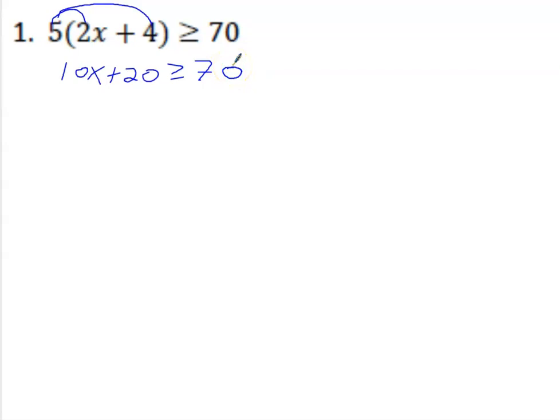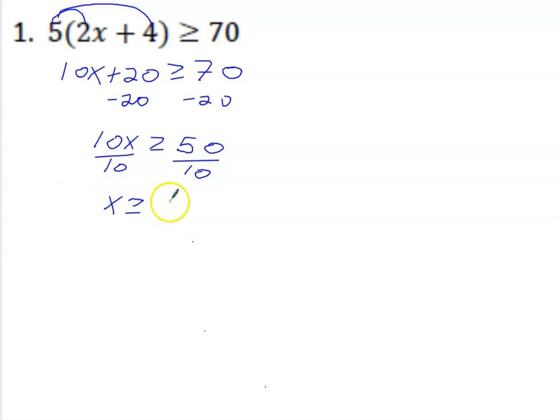Now we're going to use our normal solving protocols that we've done before. We're going to look to add or subtract. There's no like terms here that we need to combine, so now we can move on to isolating the variable. To get rid of the positive 20, we are going to subtract 20 from both sides and get that 10x is greater than or equal to 50. Then we are going to divide both sides by 10. So I get that x is greater than or equal to 5.